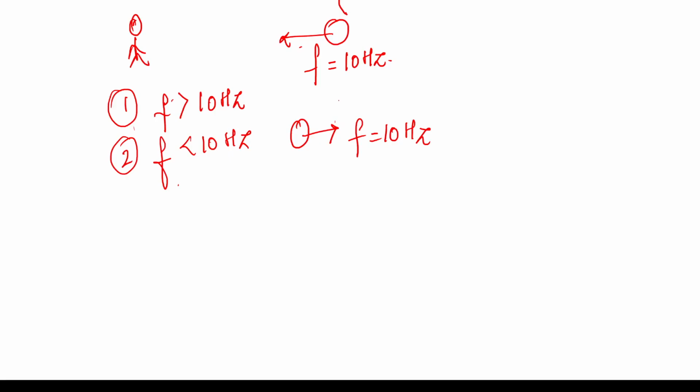Whereas if the source is stationary, it's not moving, and it is emitting f equals 10 hertz, I'll hear the same frequency. No change. So this change happens only when there is a relative motion between the source and the observer.